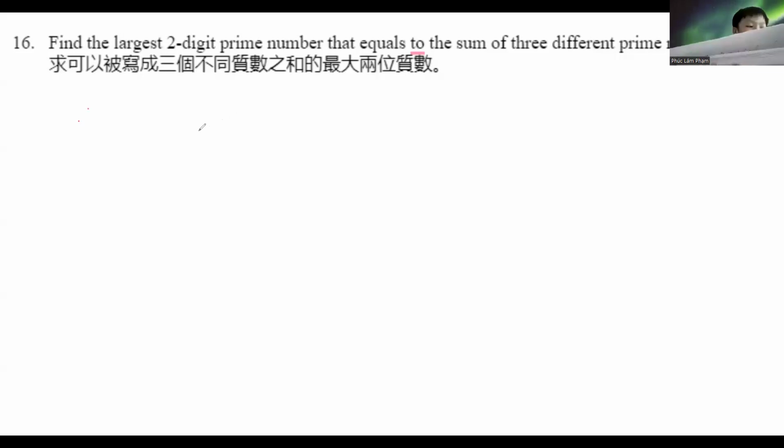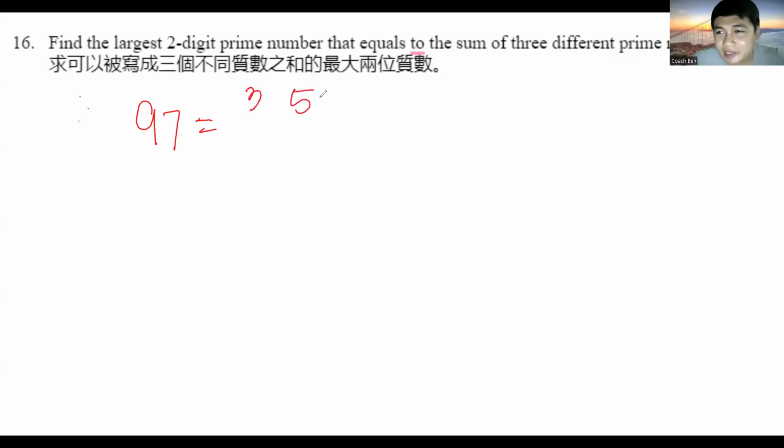Yes. Okay, go ahead. 97 is the largest two-digit prime number because it equals the sum of three prime numbers. It's 3 plus 5 plus 89, and 89 plus 8 is equal to 97. So 97 is the largest two-digit prime number that equals the sum of three different prime numbers. What were your prime numbers? 3, 5, and 89. 89? Yes. Okay.